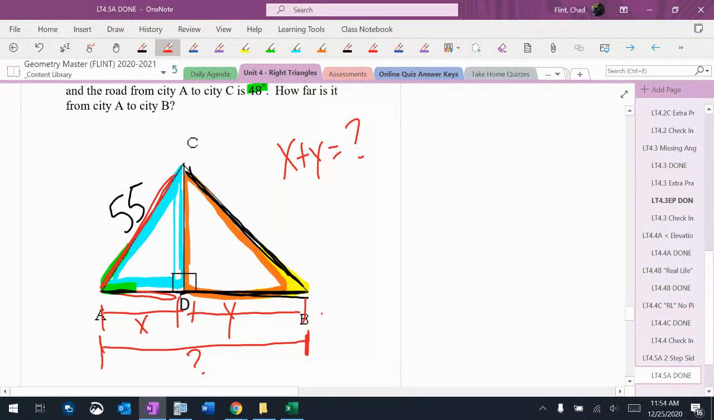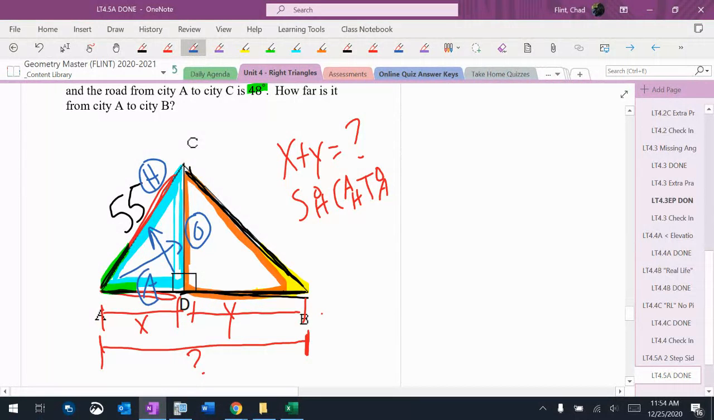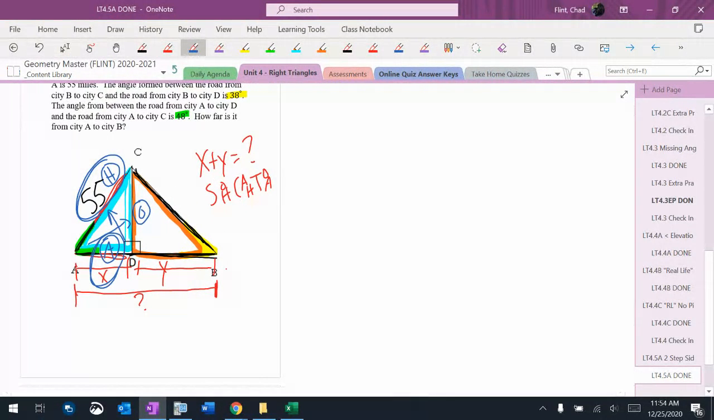Let's look at the blue triangle. We're going to label the sides. The hypotenuse is over here, the opposite's over here, and the adjacent's over here. I want to know the adjacent side, and I know the hypotenuse. So it's going to be a cosine problem.